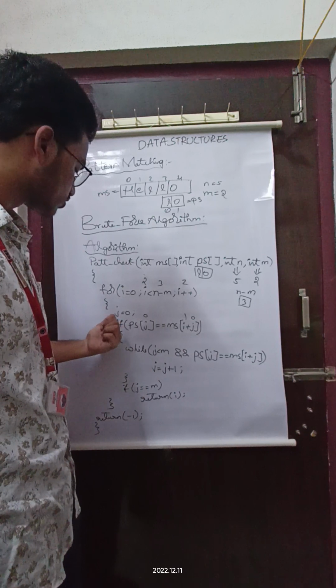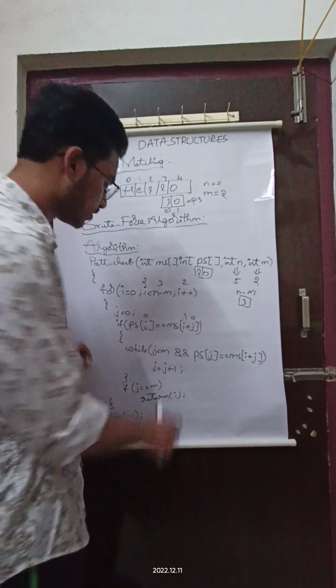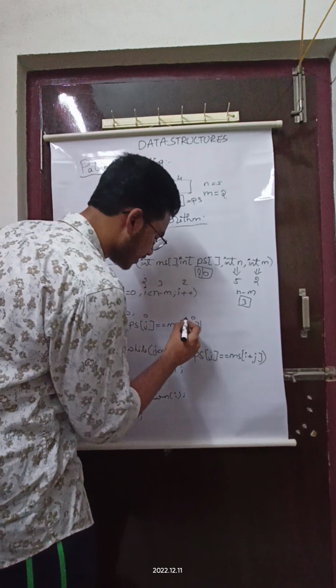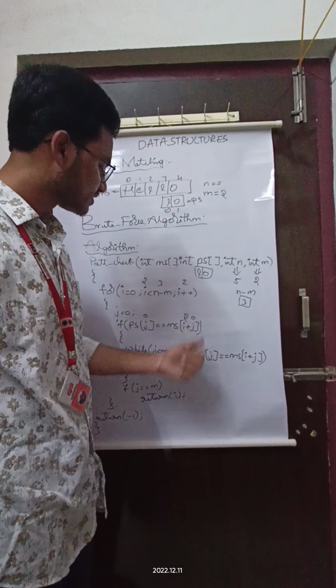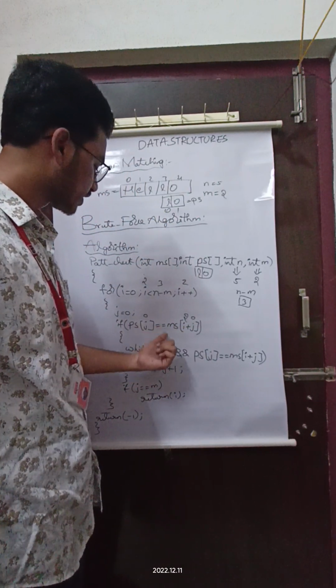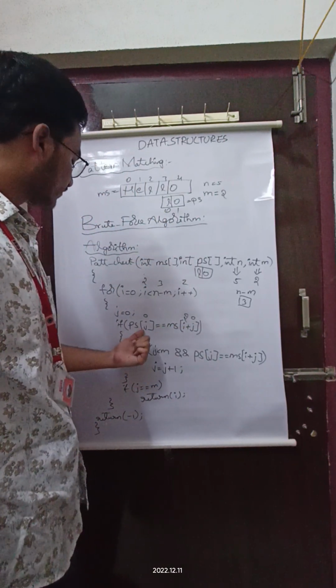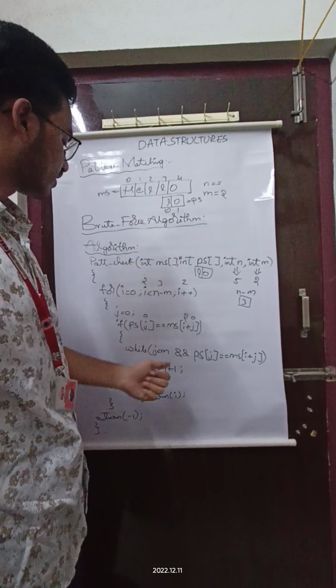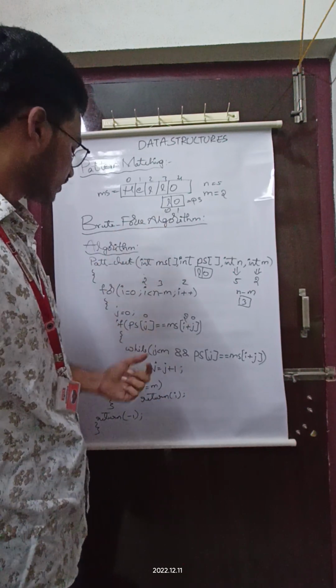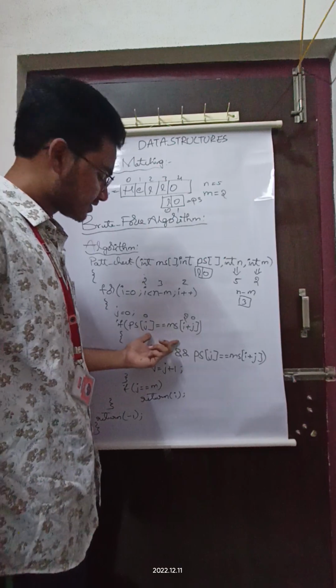j is initialized to 0. ps of 0 equal to ms of i plus j. The value of i is 2, 2 plus 0 is 2. ps of 0 equal to ms of 2. The value of ps of 0 is L and the value of ms of 2 is L. L equal to L, yes, it's a perfect match.